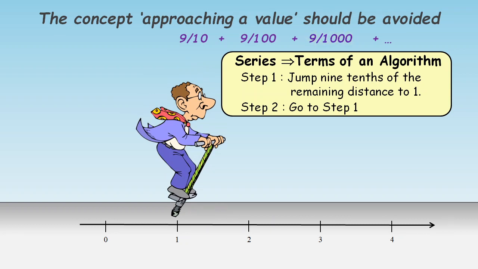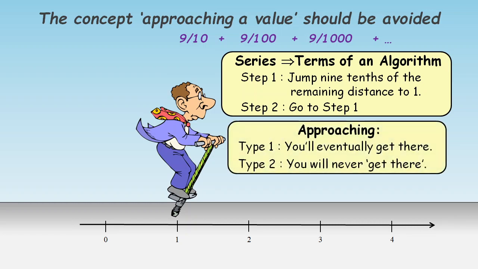Clearly, we appear to be approaching the value 1, but we need to distinguish between different types of approaching. There is a type of approaching where you will eventually reach your destination, and there's a type of approaching where you won't, and this is the latter.